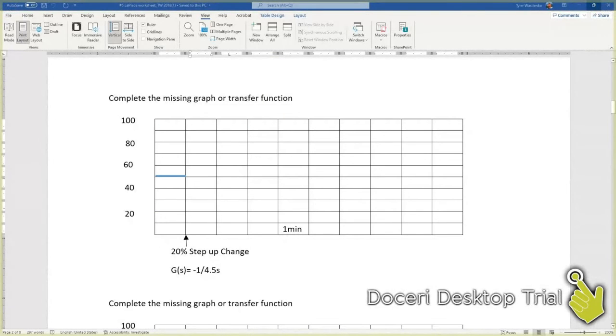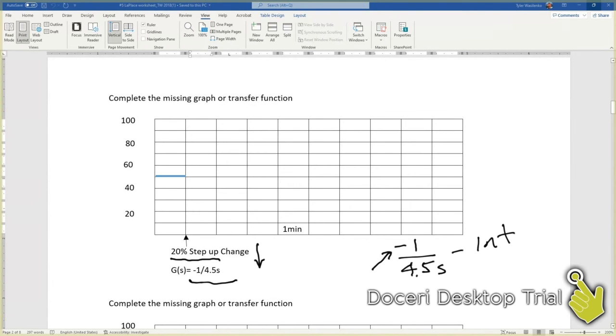Here we have a transfer function and no graph. So we are going to draw a graph based on the transfer function. Looking at the transfer function, we can see that it's -1 over 4.5s. This tells us that it's integrating based on its structure. And something unique to note here is that there's a -1 here. And what this tells us is that it is basically reverse acting. So if we have a 20% step up, our response is going to be down.